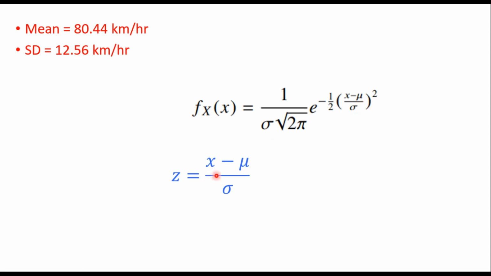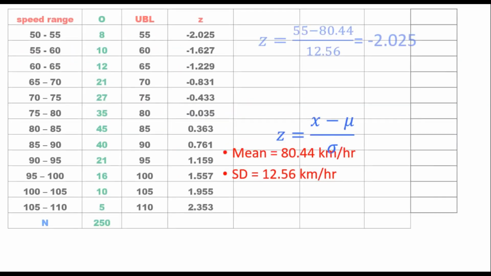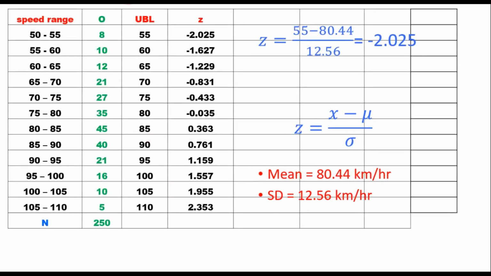Z is given by x minus mu upon standard deviation. Now this Z is calculated for each data, each row here. This is the observed frequency. I have written here O is the observed frequency. This is the upper bound limit of the speed range, 55. Now here in this example, the speed range is taken as 50 to 55 and then 55 to 60.